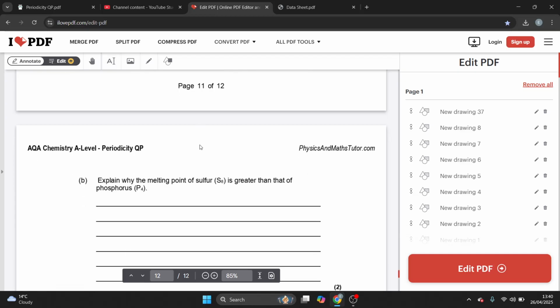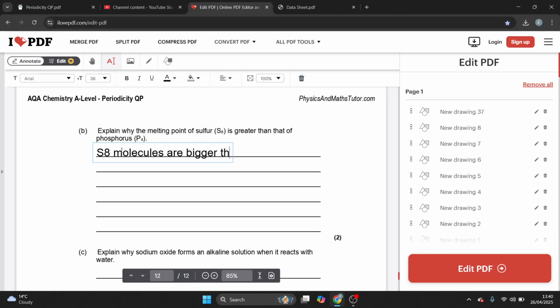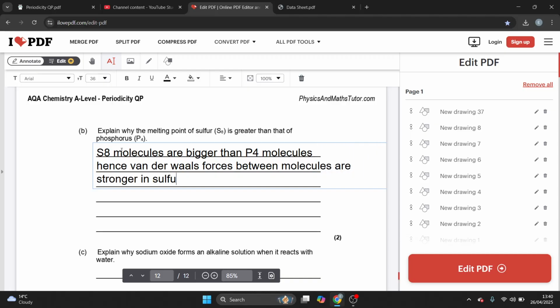Question 21, explain why the melting point of sulfur is greater than phosphorus. Very nice question. Let's talk about the size of the molecules. Sulfur molecules are bigger than P4 molecules. Hence, van der Waals forces between molecules are stronger in sulfur.